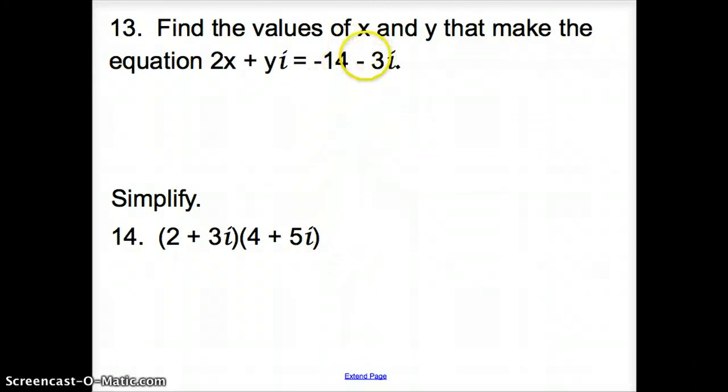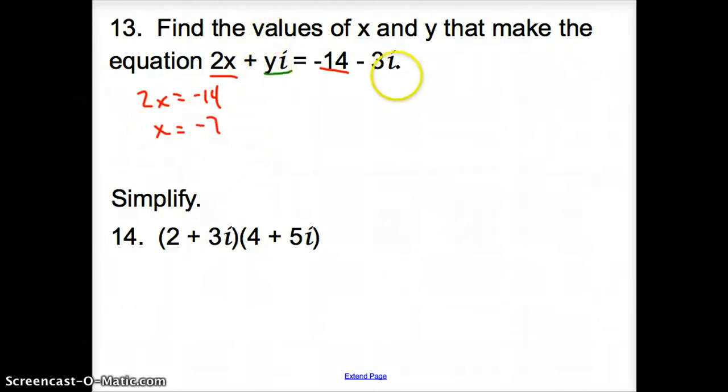13, now we're asked to find the values of x and y that make the equation like this true. Something like this, all we have to do is set your real numbers equal to each other. So since there's no i here and no i there, I'm just going to go 2x equals negative 14. Now I'm going to solve for x. I divide by 2, so x equals negative 7.